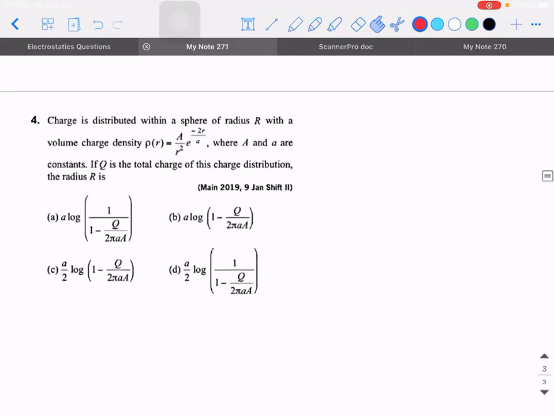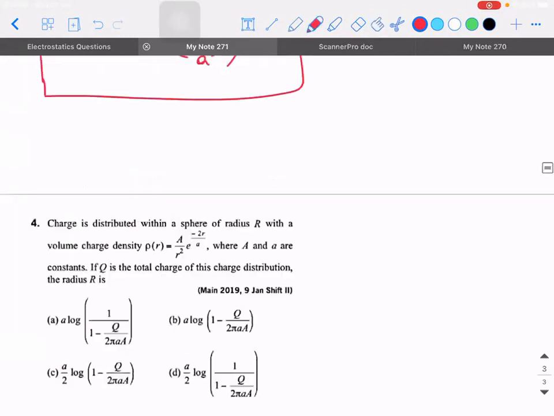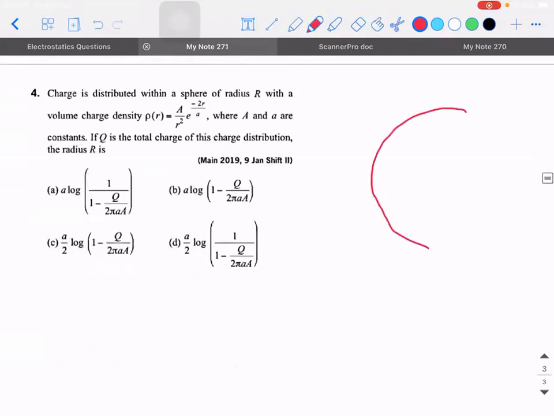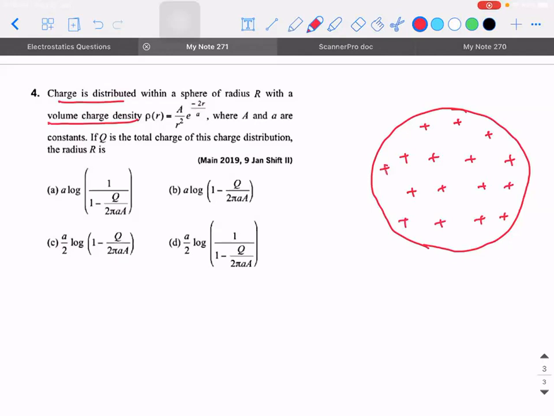So there is a sphere. There is a sphere. And with respect to the sphere, where is the charge distributed? Read it carefully. Charge is distributed within a sphere of radius R with the volume charge density this much. Means the sphere is solid and inside there is charge. But the question is, is the charge distributed uniformly? Think about it. Is the charge distributed uniformly?